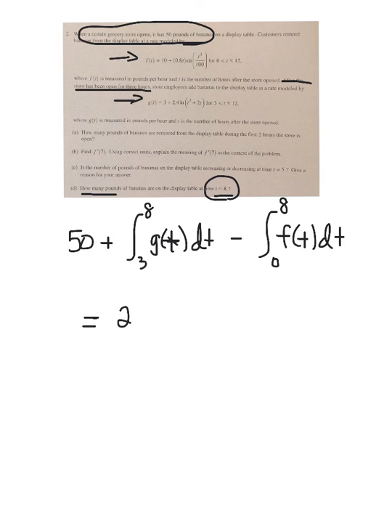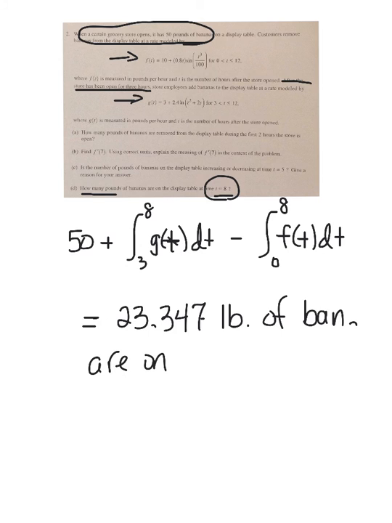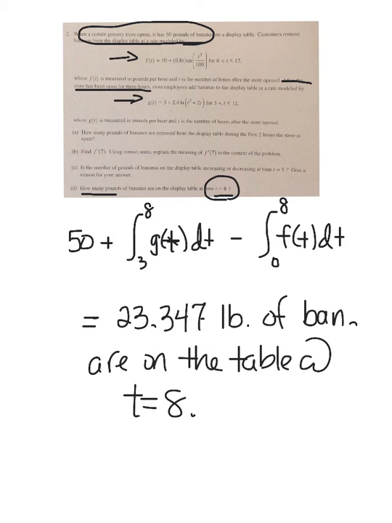All right, so you should have 23.347. Now that's pounds of bananas. Okay, I'm going to abbreviate. Pounds of bananas are on the table at time equals 8. Now remember, it's pounds of bananas, not pounds per hour or anything like that, because we're asking for how many.